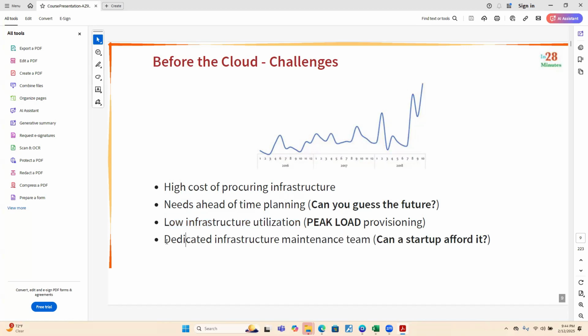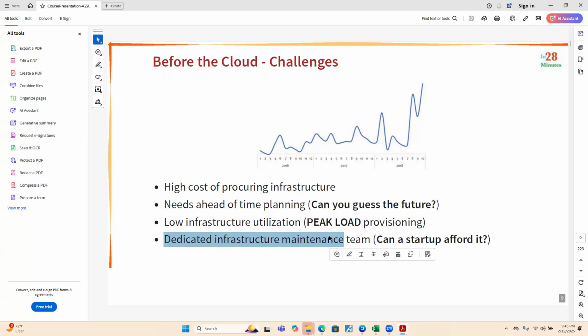And then we have this detailed infrastructure maintenance team, because whenever you want to utilize these resources, you have to have good infrastructure specialists or system specialists that need to be used for maintaining these particular resources. So that's the reason before cloud we have all these challenges.